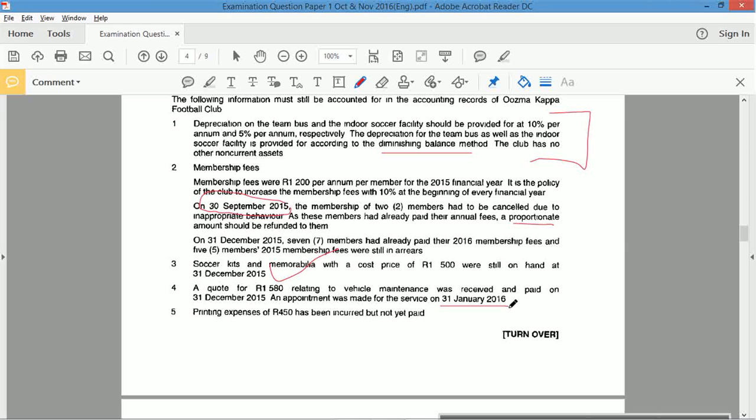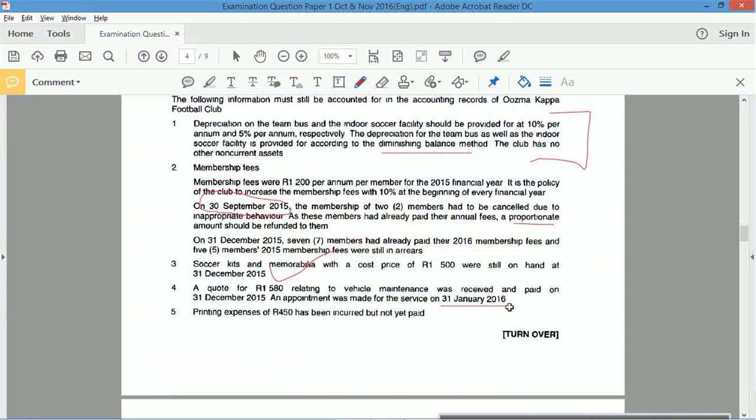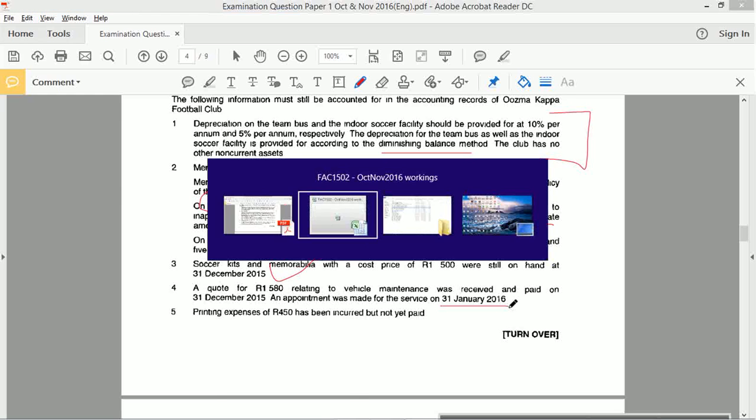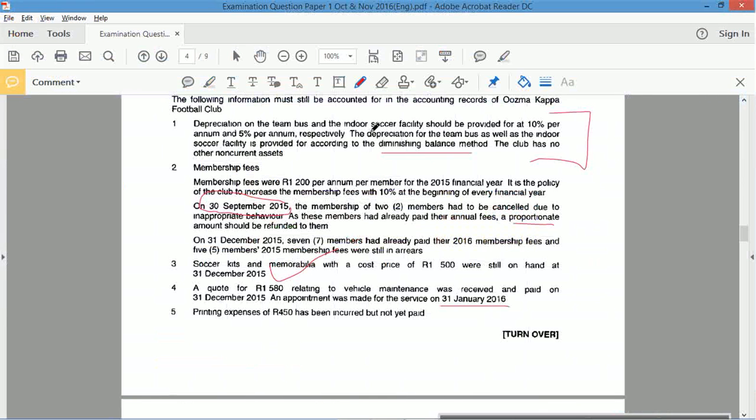You pay for something for next year. Prepaid expense. Okay, so where's my vehicle maintenance? There's my vehicle maintenance. Needs to come down by 1,580. That's an easy adjustment. See, there's always easy stuff in every paper. Okay, minus 1,580. Okay, I mean, that you just think about your adjustments. Okay, there's the figure.